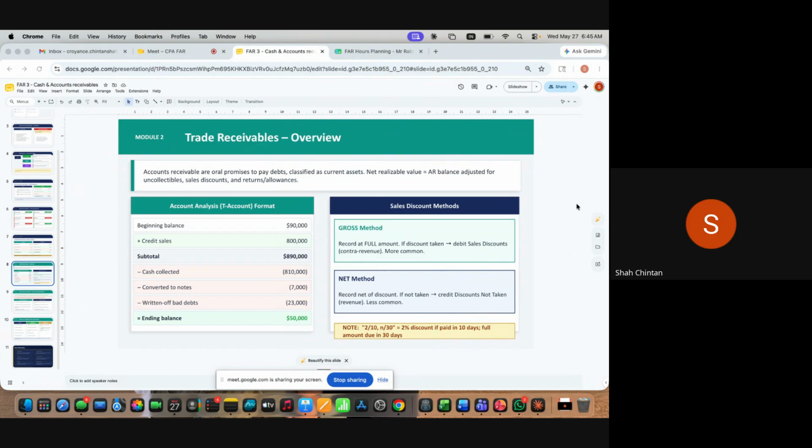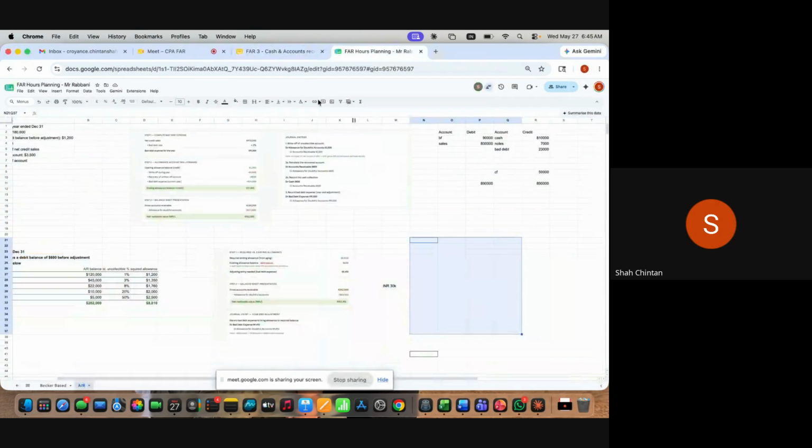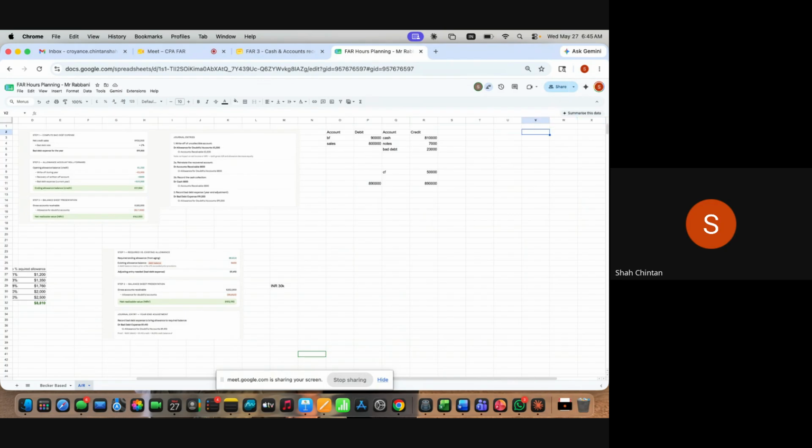Now let's deep dive into the concept of gross method versus net method, and I'm using a few slides here. So let's say one is a gross method and one is a net method. Let's say company X has sold goods to you, Mr. Saad, for $10,000. The payment terms are net 30, but 2/10, that is a 2% discount if you pay within the 10 days.